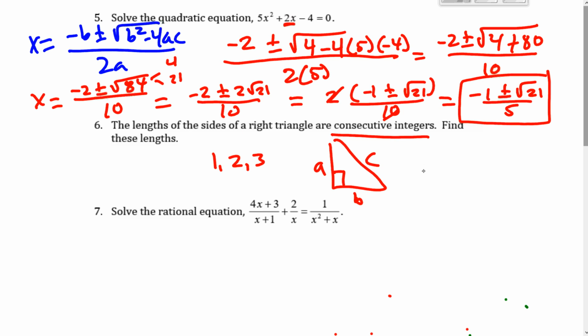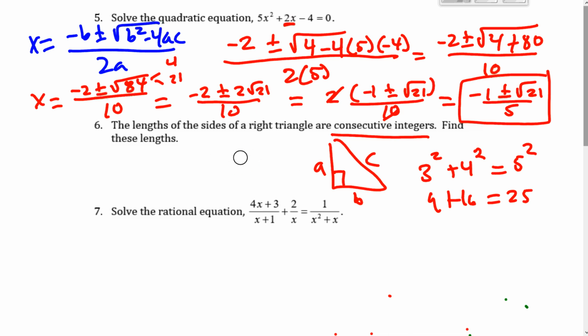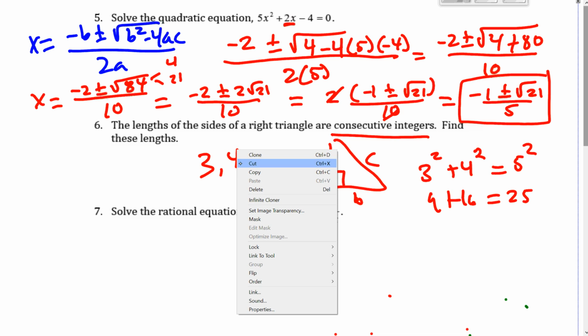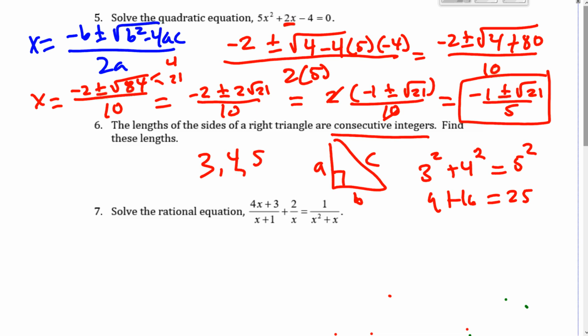So I can take 3 squared plus 4 squared, so that's 9 plus 16, and that equals 5 squared. So my sides of this would be 3, 4, 5. Those are my sides of this right triangle. Those are consecutive, they're one after another, and they fit the Pythagorean theorem.